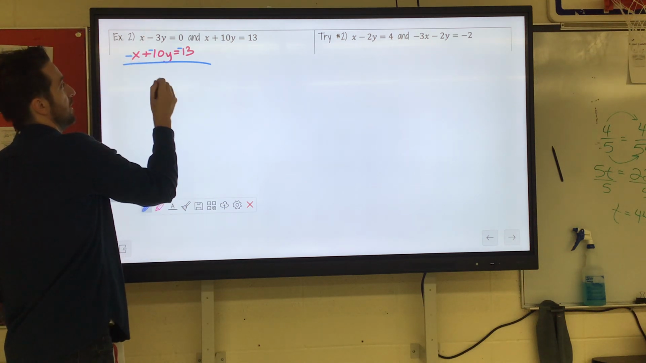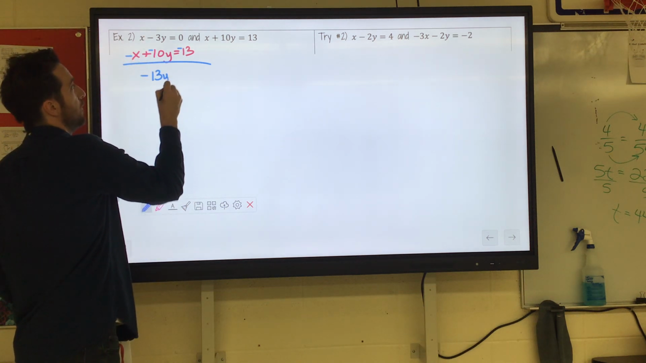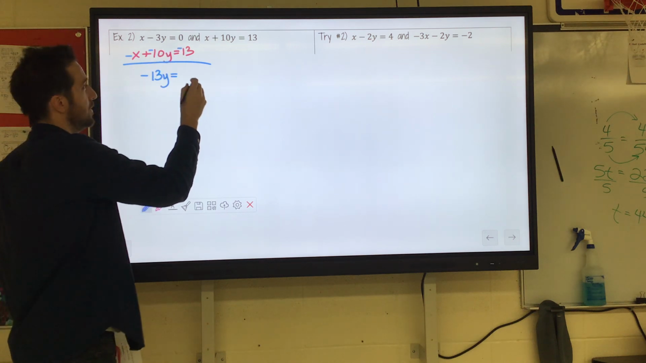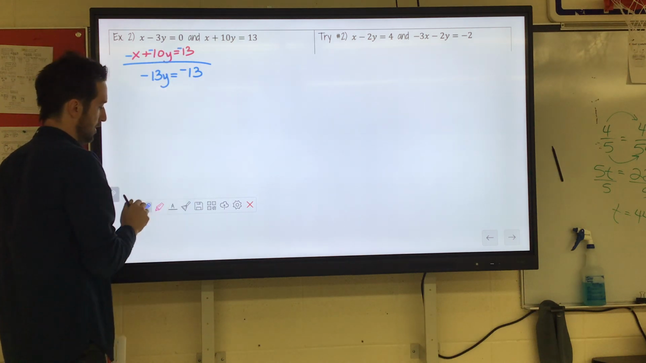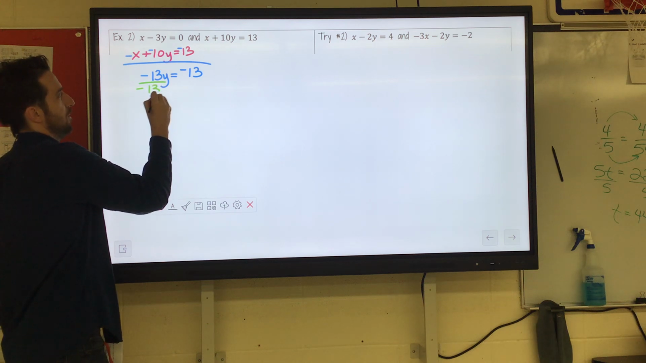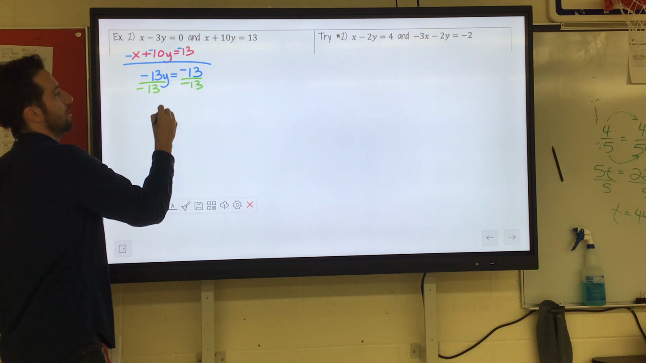Negative 3y plus negative 10y would be negative 13y. And then 0 plus negative 13 is negative 13. Go ahead and divide both sides by negative 13. We get y equals 1.